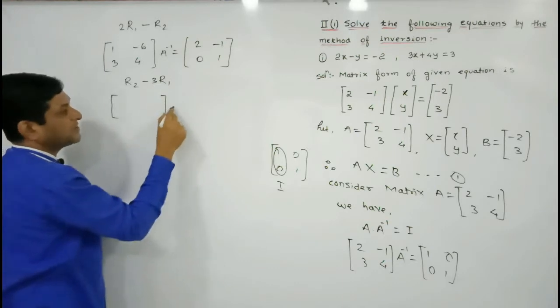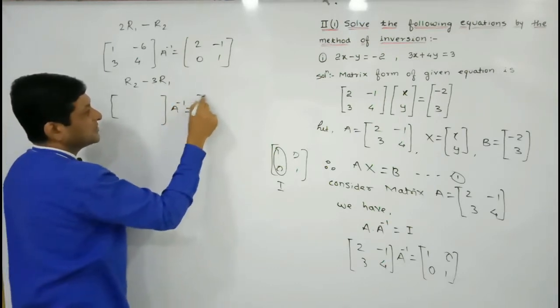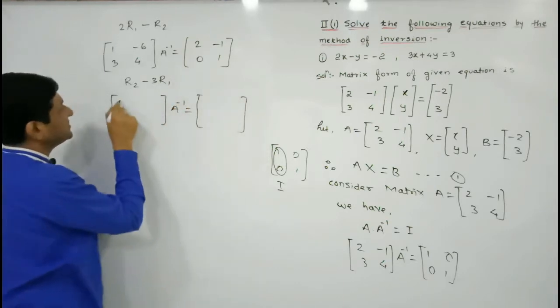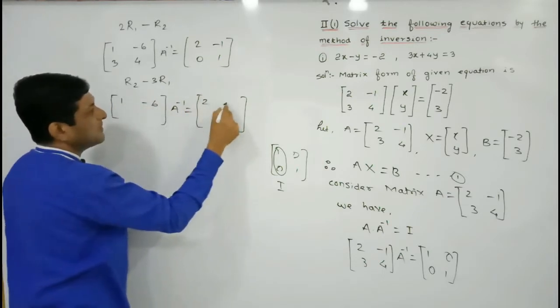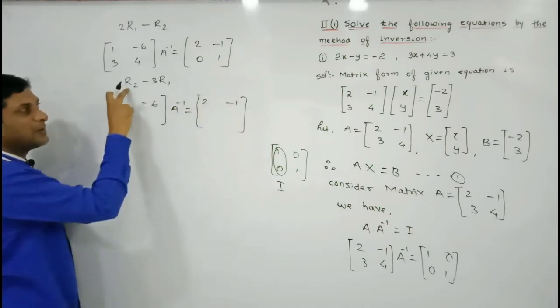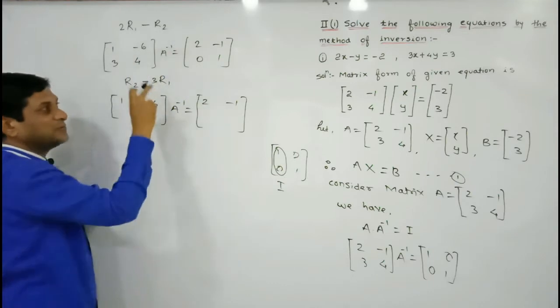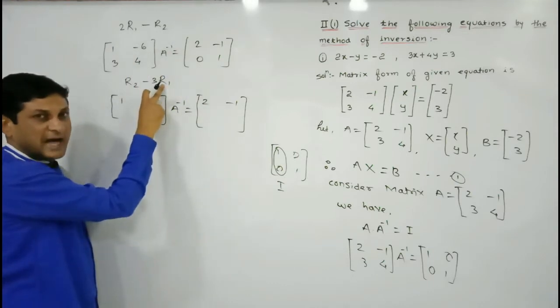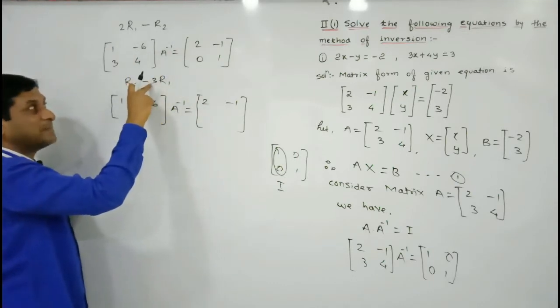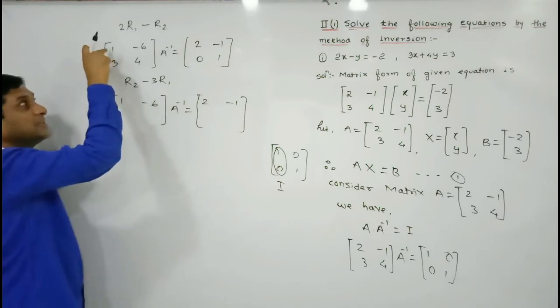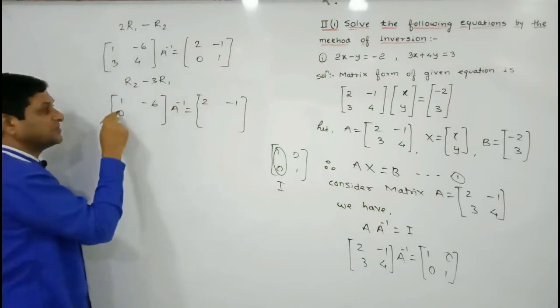So here our operation is on the element of R2. So keep the element of R1 as it is: 1, minus 6, 2, minus 1. Keep it as it is. Our operation is on R2, and we are using the corresponding element of R1, and we are multiplying R1 by minus 3. Multiply by minus 3, here we will get minus 3 plus 3, 0.